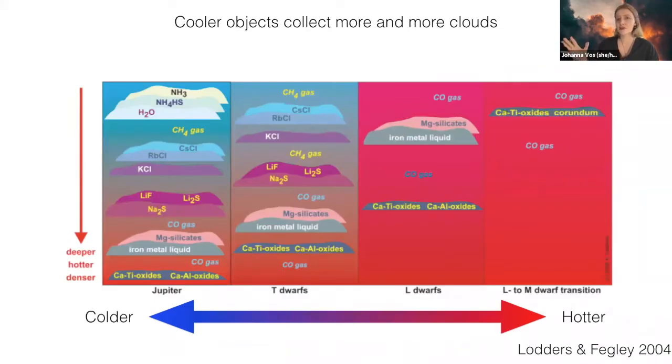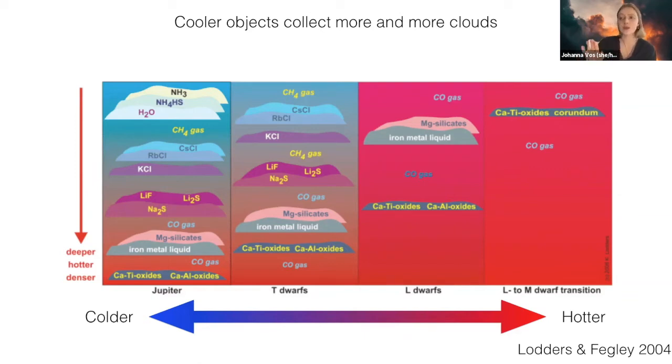And this is kind of just a cartoon summary of all that, but it's showing that as you cool from M to L to T, you're essentially collecting more and more types of clouds. Each cloud species will form when the pressure temperature profile intersects with a condensation curve. But as the atmosphere cools further, that intersection essentially just sinks deeper into the atmosphere.